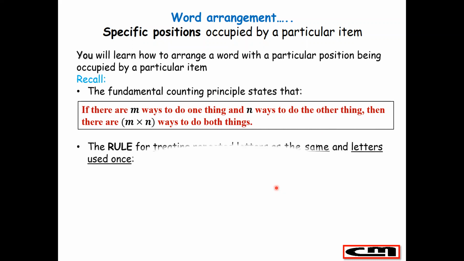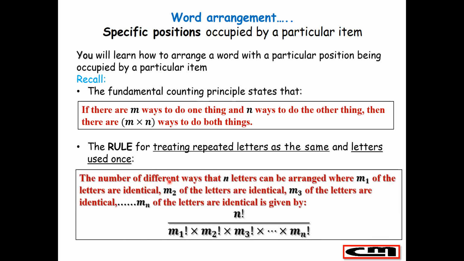Also, we need to recall the rule for treating repeated letters as the same and letters used once. The rule states the number of different ways that n letters can be arranged where m1 of the letters are identical, m2 of the letters are identical, m3 of the letters are identical, and so on up to mn of the letters are identical, is given by n factorial over m1 factorial times m2 factorial, and so on up to mn factorial.